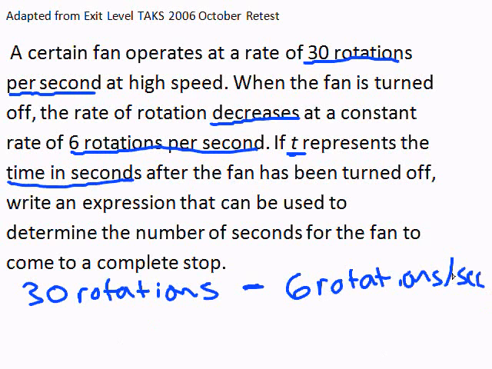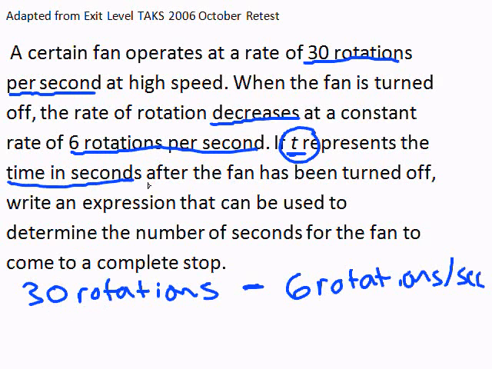Alright, I use the dash to represent per second. So now we need to figure out where that t fits in. We've used our 30 rotations per second, we've used our 6 rotations per second, but where do we put the t? Does the t go with the 30, or does the t go with the 6? To think about that, we know t represents time. So if we put the t with the 30, that means 30t. It means every second, every t seconds, we're multiplying by 30.